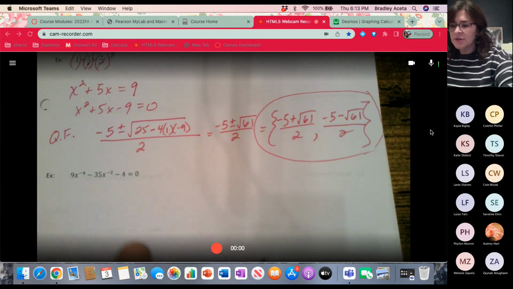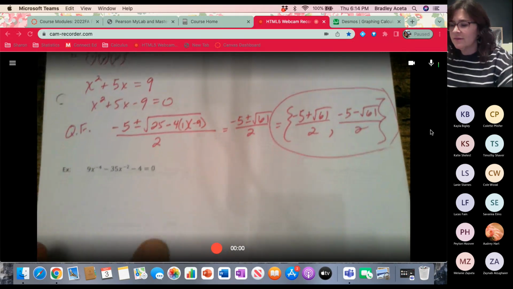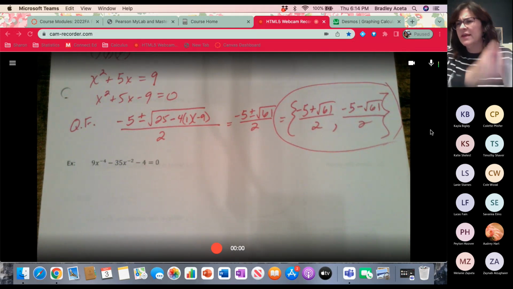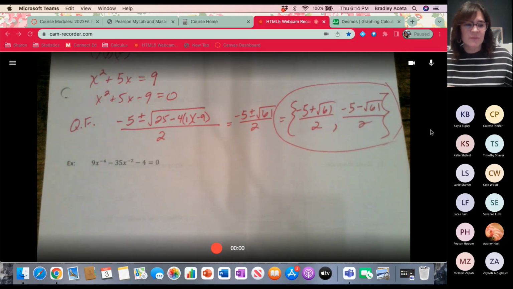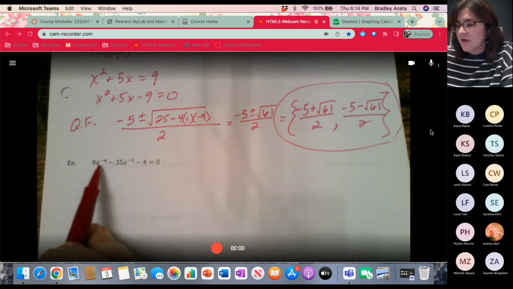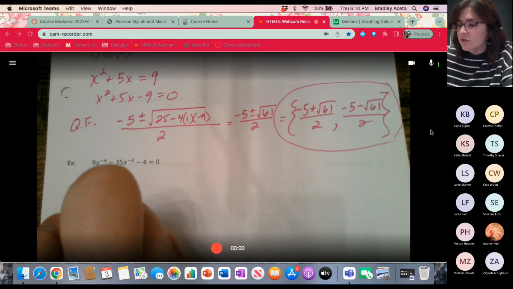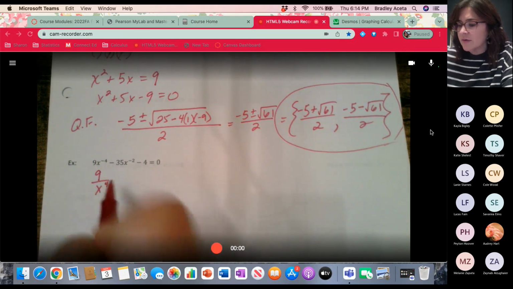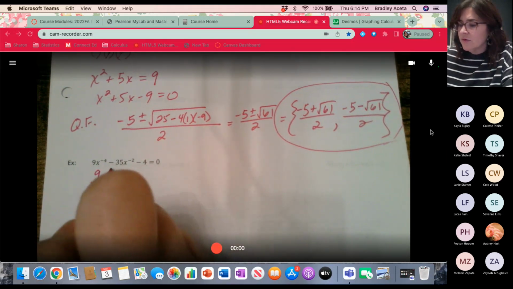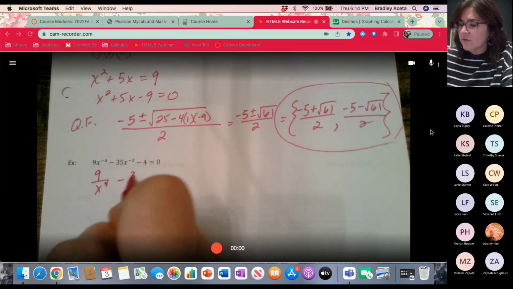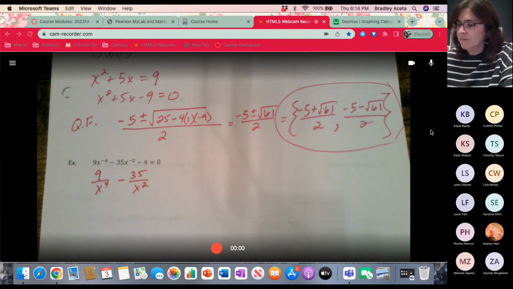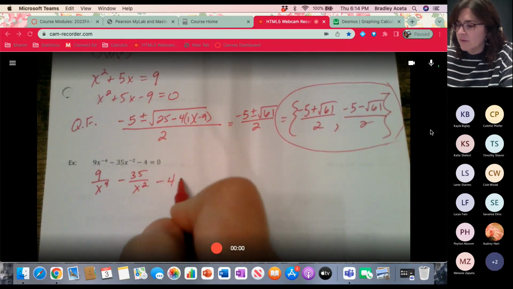So this one is actually just like this one. It's just written a little bit differently. It's written with exponents that are negative, but that's okay. We know what a negative exponent means. If you have a negative exponent in the numerator, it really means it should be written in the denominator as positive. Same thing here. 35x to the -2 is really 35 over x to the positive 2. And then you have -4.